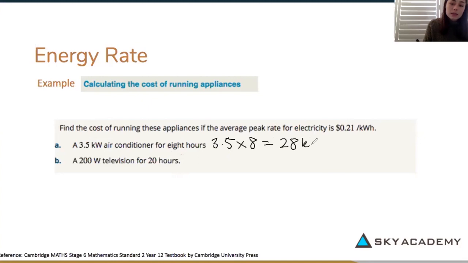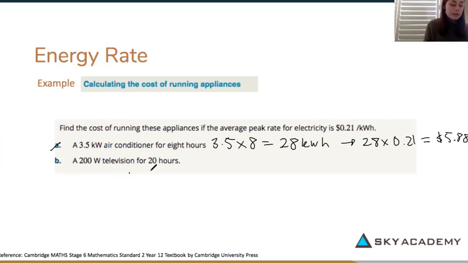And now I've done that, I need to figure out the cost. So now I'm going to times 28 by 0.21 to figure out the cost per kilowatt hour. And when I do that, I get the answer 5.88. Now I'm going to do the same for question B, a 200 watt television for 20 hours.